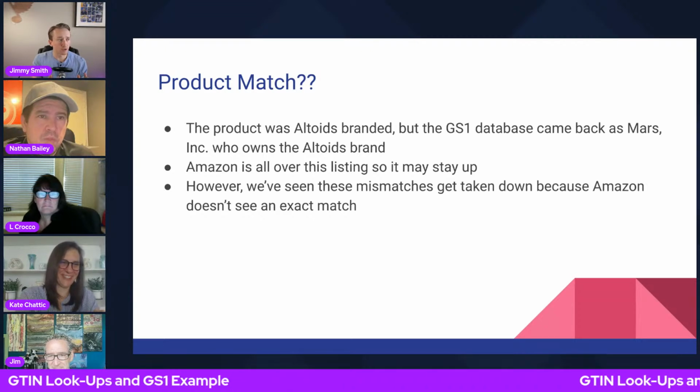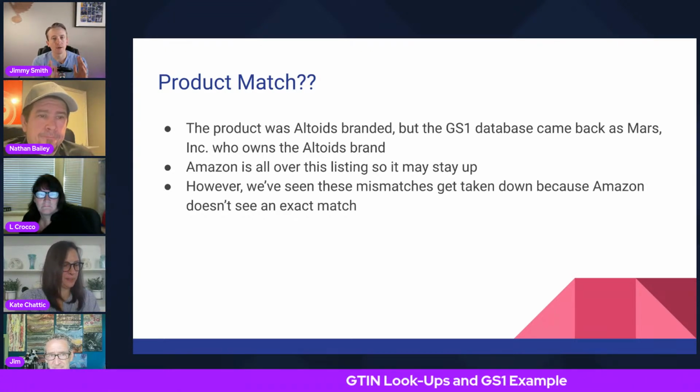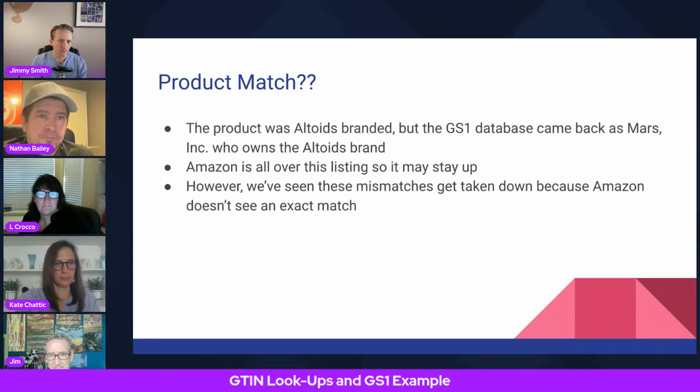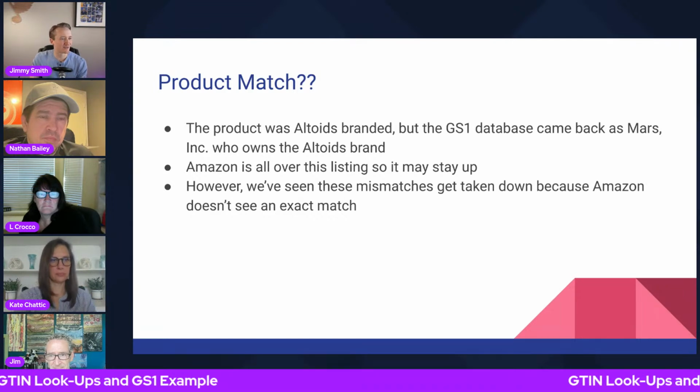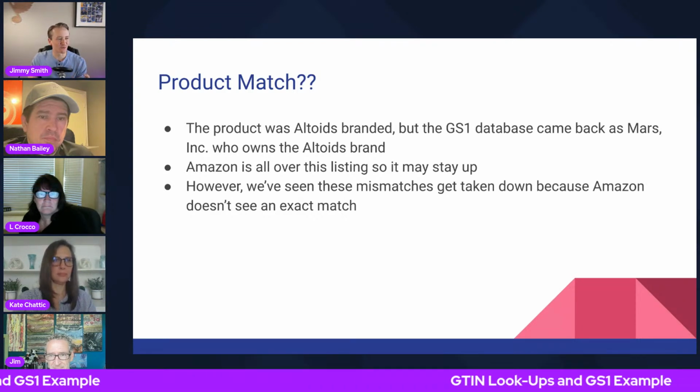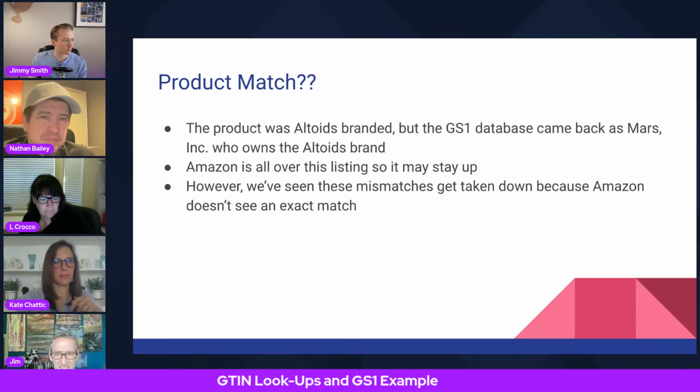But those are the basic steps of how to find the GTIN issues in your account and then how to search them on the GS1 database. Obviously, we just got 77 new comments as I went through that. So I'm going to have to scroll through and look for some questions here at the end. But does anybody on the panel have anything to add to that currently?